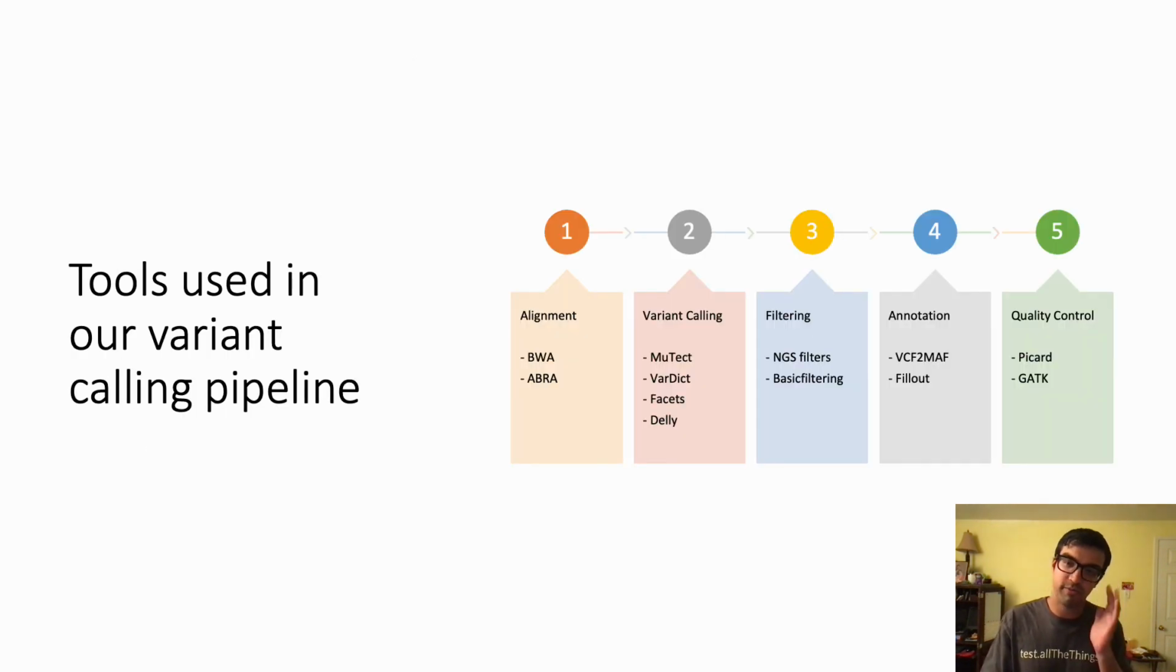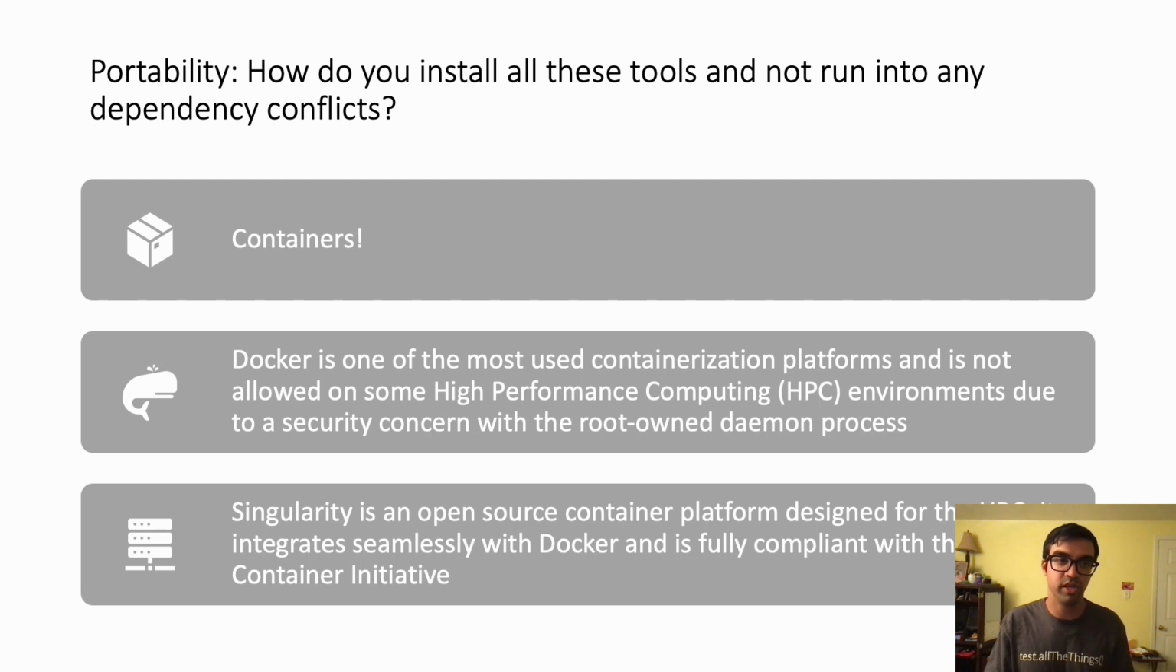And as any bioinformatician would know, bioinformatics pipelines use many different tools. So here's an example of some of the tools we use in just some of the sections of our variant calling pipeline. And here we ran into our first problem, where you have something like 40 different tools. How do you install them all in one system without running into some kind of dependency conflicts? So the solution here is to use containers.